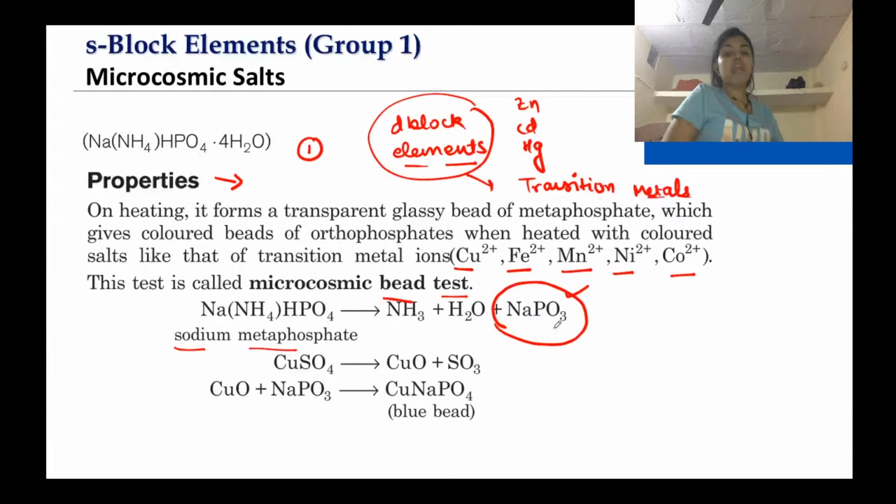So if you treat NaPO3 with the salt of transition metals, you will get a colored bead, right? So this is known as the microcosmic bead test. Individual transition metals give individual colors. For example, copper is blue, iron will be of a different color, manganese will be of a different color. So it can be used to identify the type of transition metal that is present in your salt. Okay.